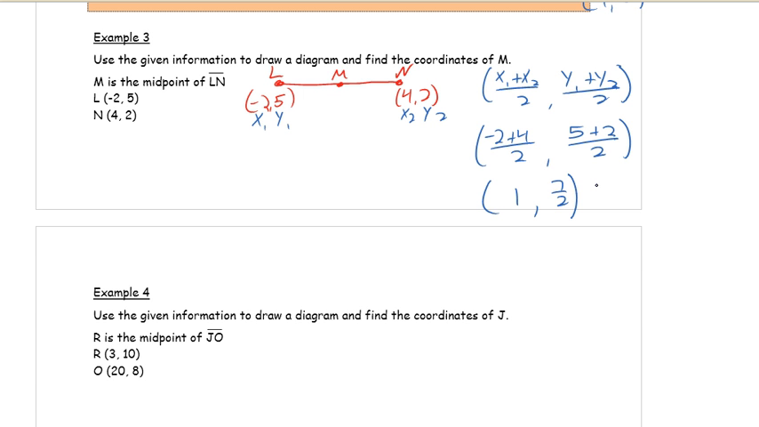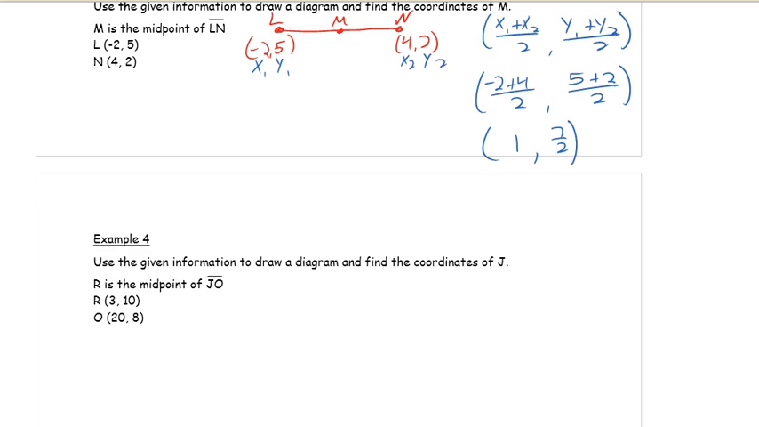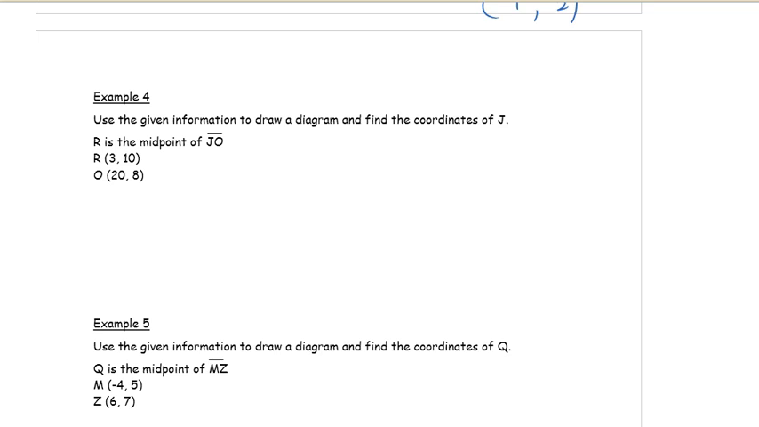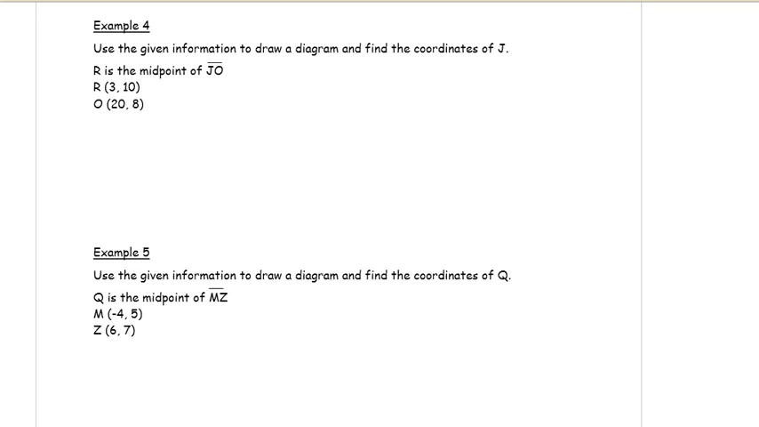Okay. With example 4, it's not quite as easy. So if you're working ahead, hold on a second. It's a little bit different. There's a hard way to do this one. There's an easy way to do this one. I'm just going to show you the easy way. If you find the hard way, that's just fine. Use the given information to draw a diagram and find the coordinates of J. Okay, so we're looking at something a little bit different. Get your points down.